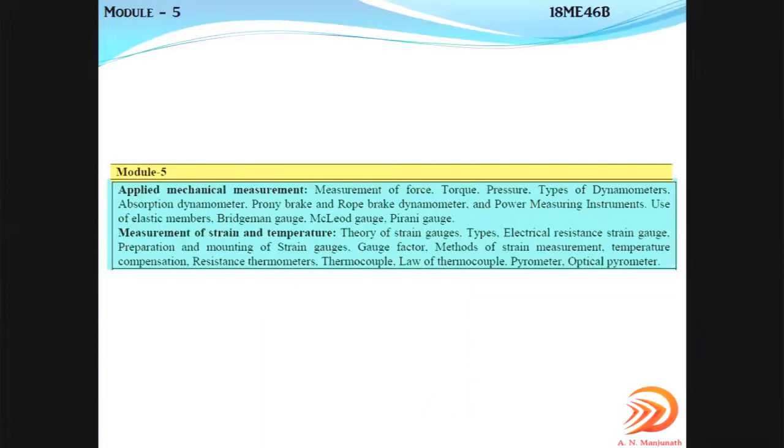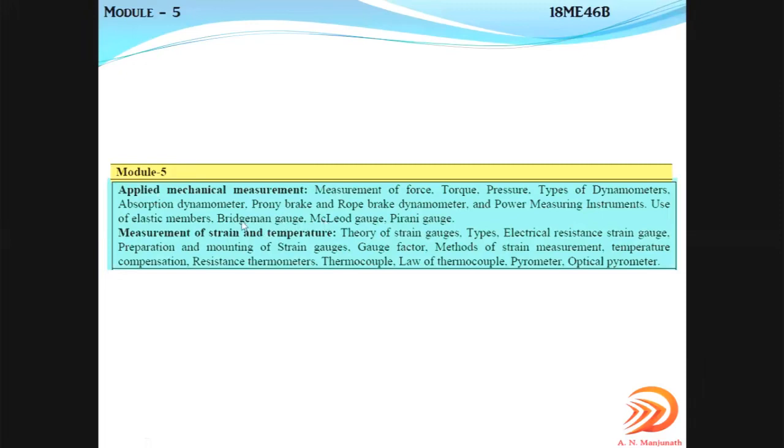So this will be the syllabus for module 5. You can observe over here, applied mechanical measurement. In that, measurement of force, torque, pressure. Then again, dynamometers we are going to discuss: absorption dynamometer, pony brake dynamometer, rope brake dynamometer, and power measuring instruments.